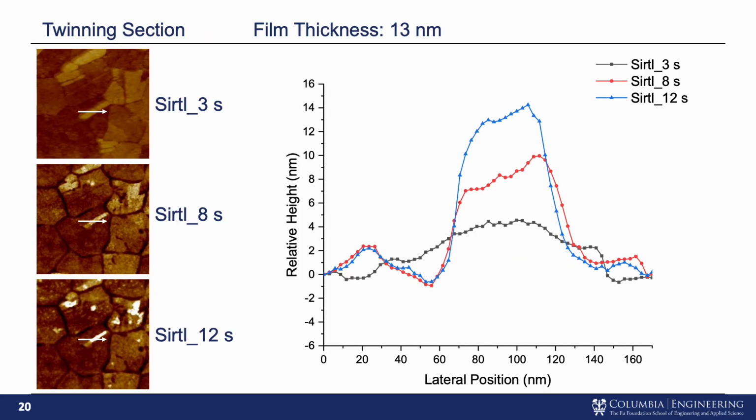In this slide, I focus on a representative twinning section within the same tracked region. At 3 seconds, the twin-related feature is relatively subtle, and the height variation across the twin is small. As the etching time increases, the height contrast associated with the twin becomes much more pronounced.